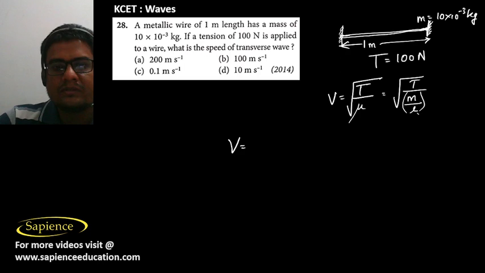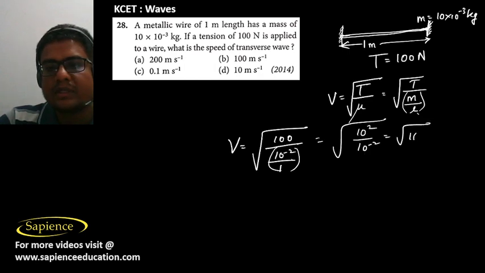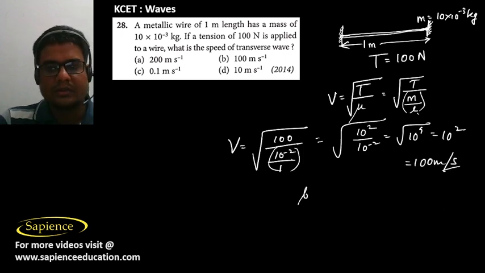So the speed of the transverse wave will be given as: tension is 100 Newton and mass is 10 power minus 2 divided by the length, that is 1 meter. So this will be root over 10 square by 10 power minus 2, that is root over 10 power 4, that is equal to 10 square. So it is 100 meter per second. So option B is the correct answer.